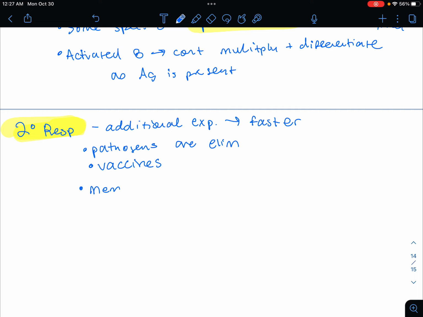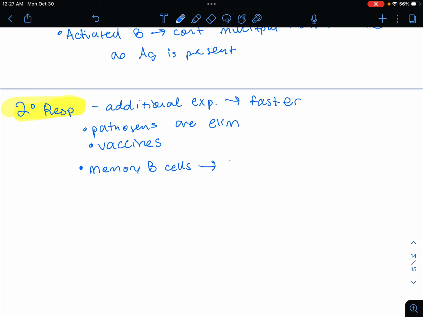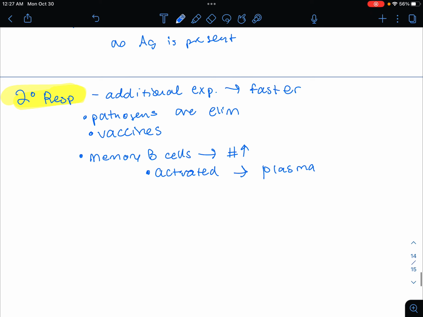The memory B cells will be responsible. They have increased numbers during the secondary response. When activated, these extremely important cells will start becoming plasma cells, and then of course that makes antibodies, and then this is even faster than the primary. So again, memory B cells, they remember, so then when they see that antigen again, they go through the process extremely fast.